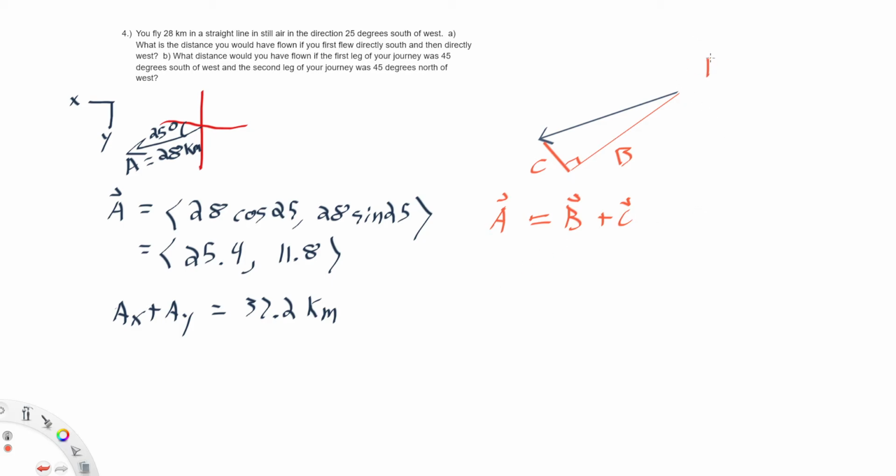And B, since it's 45 degrees southwest, has components B cosine 45 in the x direction, B sine 45 in the y, and I totally ran out of space. So let's try that again.